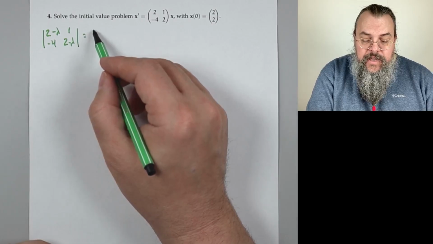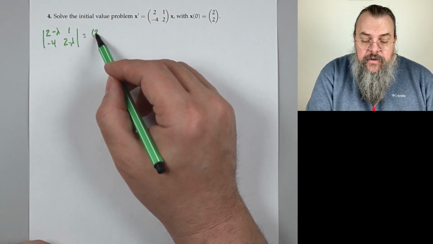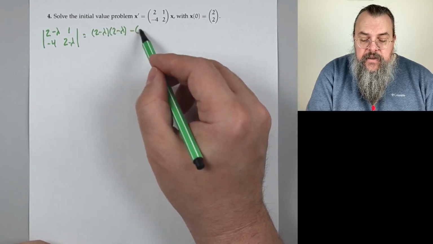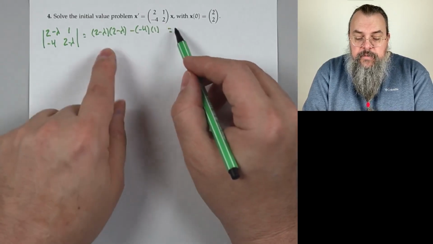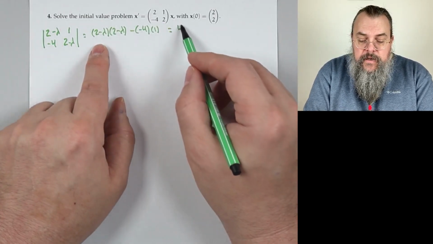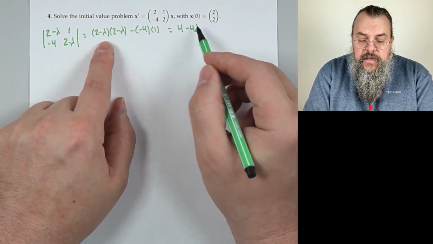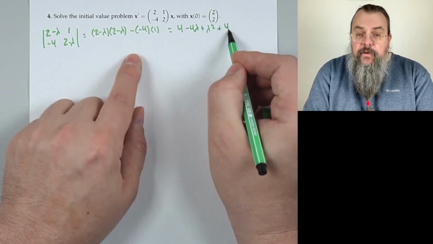So this becomes taking A minus lambda I, taking that determinant: 2 minus lambda times 2 minus lambda, subtract negative 4 times 1. Well, that's going to give us 4. Then minus 2 lambda, so that's minus 4 lambda. And then plus lambda squared, and plus 4.